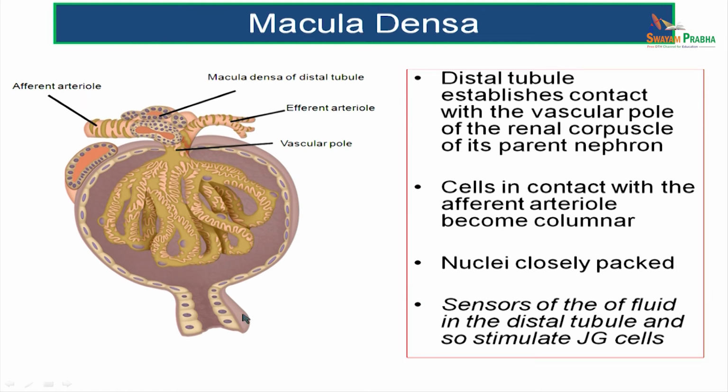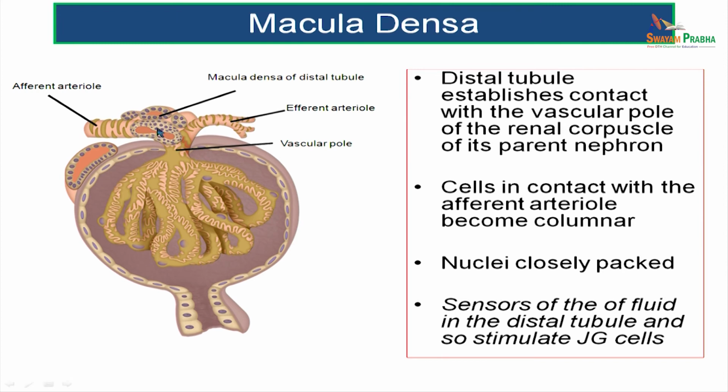As I have already mentioned, this is the renal corpuscle with its afferent arteriole and efferent arteriole, and this is the distal convoluted tubule, which is establishing contact with the vascular pole of the renal corpuscle of its parent nephron. This is DCT, this is a parent renal corpuscle. So, it is establishing contact with the vascular pole of the renal corpuscle of its parent nephron.